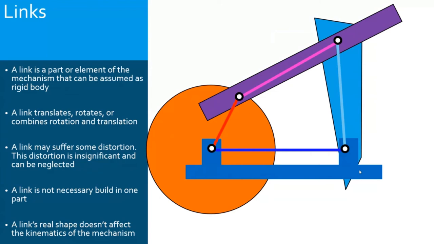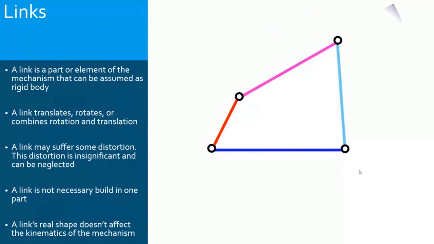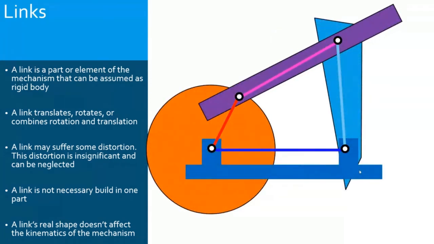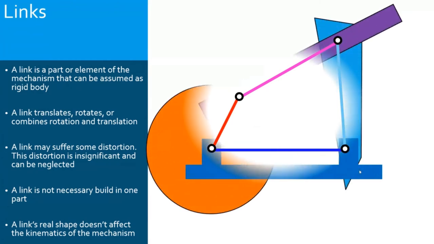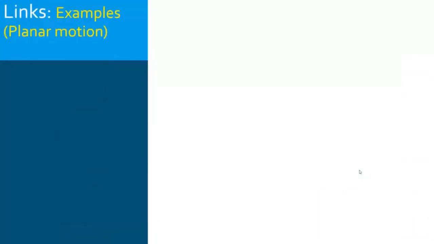Okay, so here, this is the real shape of the mechanism. Let's take it as an example. But what I will study for the kinematics is this four bar mechanism. Now, let's have a few examples of links.